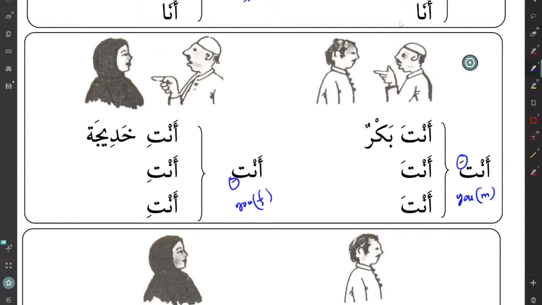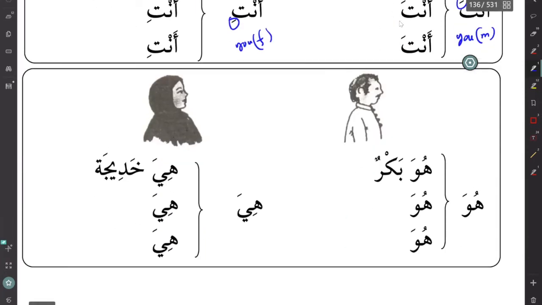You can't use anti for a masculine person. For example, here you cannot say anti Bakrun. It's wrong in many different ways. It's wrong grammatically, and it's also wrong on a personal level, right? If you're talking to a male person and you say anti Muhammad, that's not quite good. So we have to be careful about these pronouns. You say anta Bakrun, anti Khadija. Again, you cannot say Khadijatun, you have to say Khadijatu.